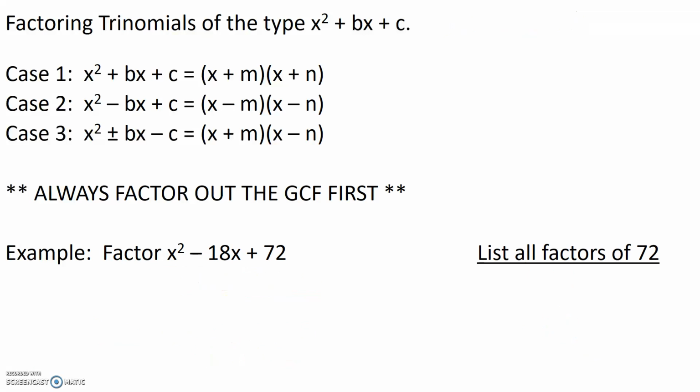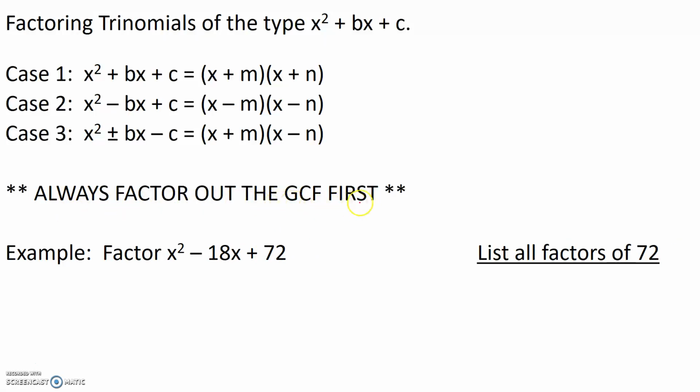Let's look at another example. Let's factor x squared minus 18x plus 72. Since the last term is positive, we know we have to get two positives or two negatives. But the middle term is negative, which means we need case 2, which is x minus m times x minus n, because two negatives multiply to be a positive, but they add to be a negative.